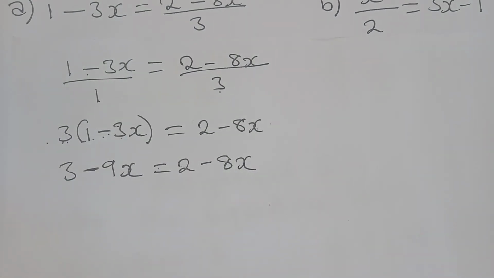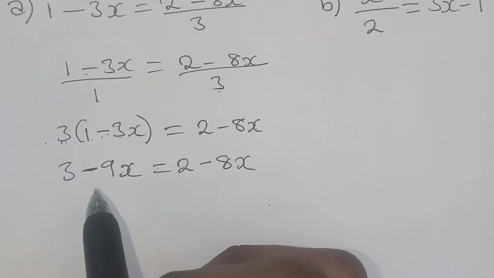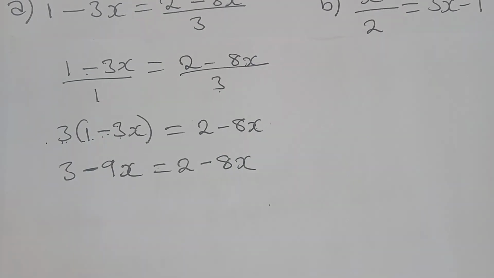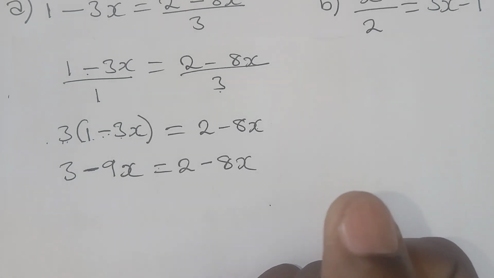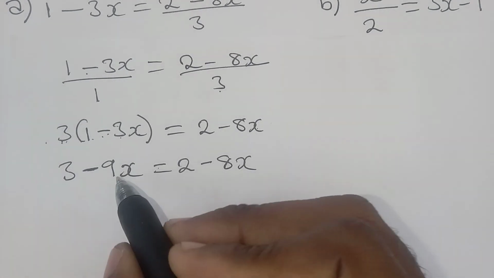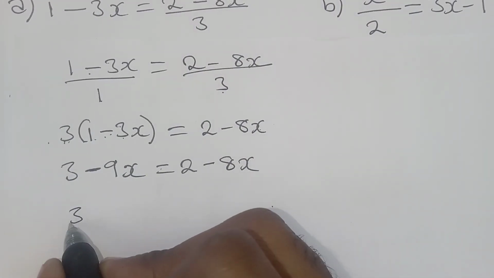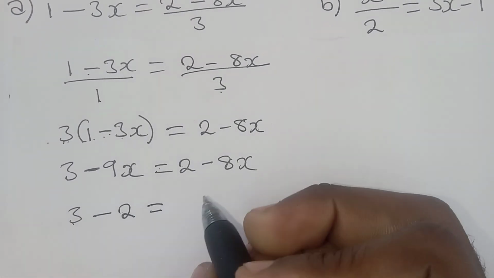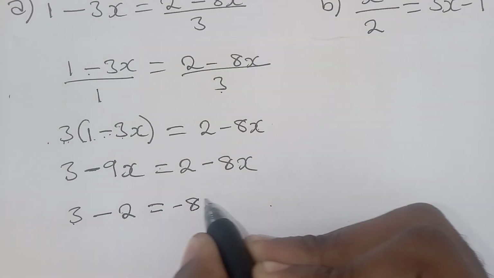Now at this stage, you can either take the negative 9x to the other side, or bring the negative 8x this side. Yeah, just collecting the like terms. To minimize negative signs, I'll just take this one to the other side. So you have 3 minus, you bring the 2 this side, it's a negative, and then you leave the negative 8 this side.